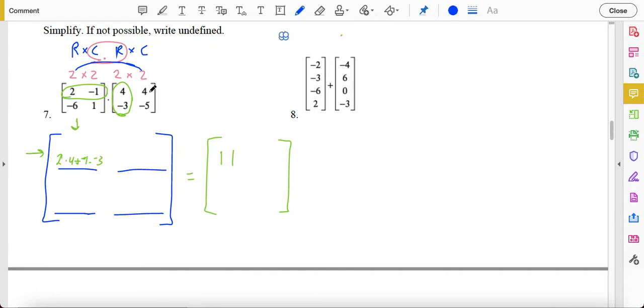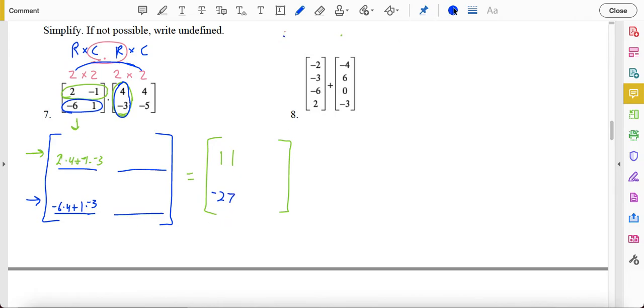All right, second one. We want row 2 times column 1, so we take row 2 and multiply it by column 1 here. So I got -6 times 4 plus 1 times -3. So -24 plus -3 is -27.